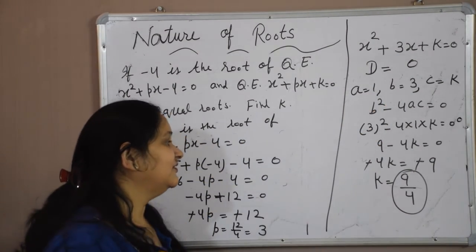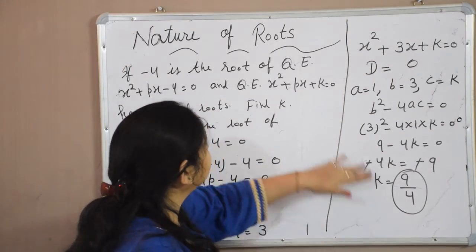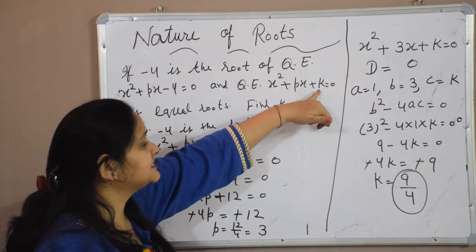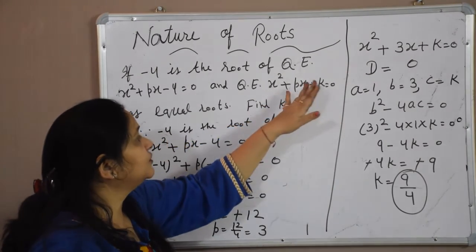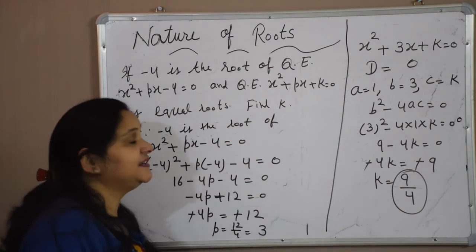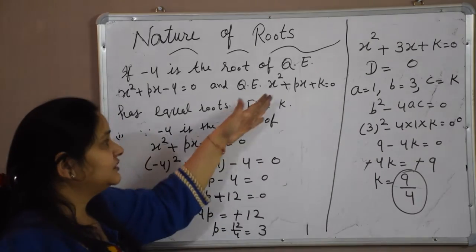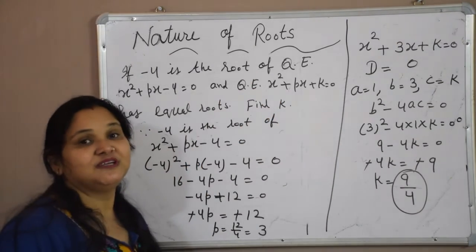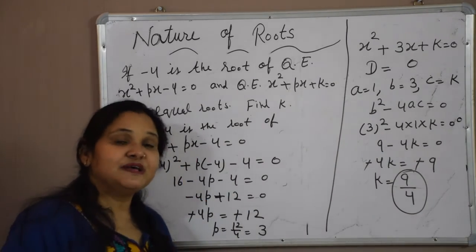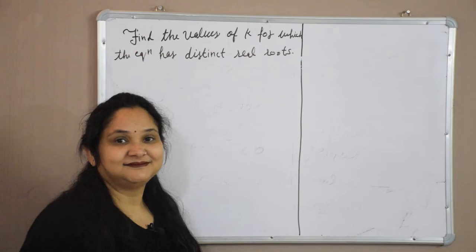and ultimately we can find the value of k is equal to 9 by 4. And whenever you put this value of k in the given equation, x square plus px plus 9 by 4 equal to 0, and you use the value of p also, you can try this on your own. Put both the values and find the roots of the given equation, you will see the roots are always equal. So vice versa is also true here.